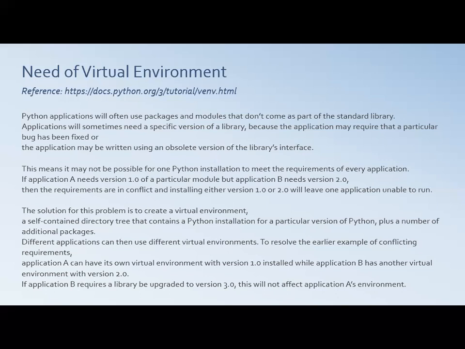Let's see the reference given in the Python docs. Python applications will often use packages and modules that don't come as part of the standard library, of course, and we get them from the pip install command, install that package and use the functions from it, right? An application will sometimes need a specific version of a library because the application may require that a particular bug has been fixed, or the application may be written using an obsolete version of the library interface. So this is a familiar case, right?